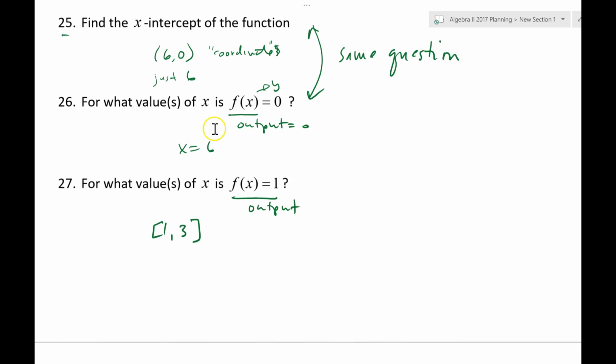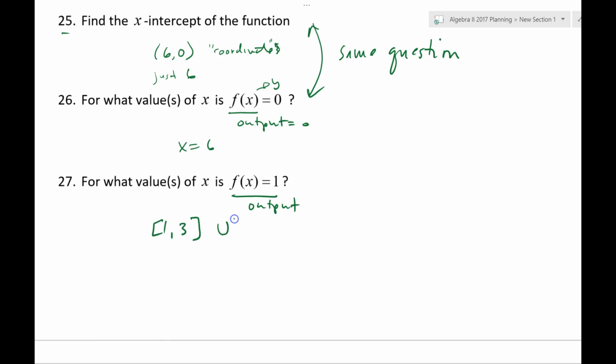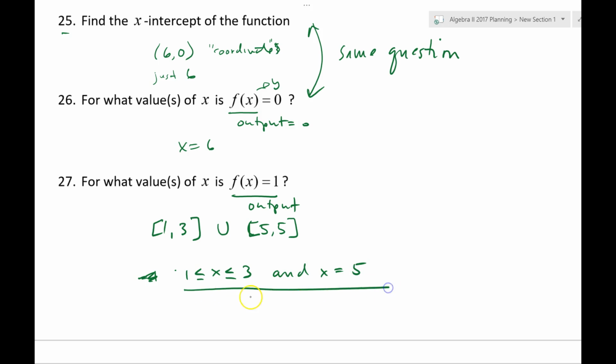And I guess officially with interval notation, the way you would do that is you're going to just union it with [5, 5]. It's just a way to glue on a single value of 5. But if you didn't write it in interval notation, it would look something like this. X is between 1 and 3, and x equals 5. So that would be another valid way to describe the values of x that create f of x equals 1.